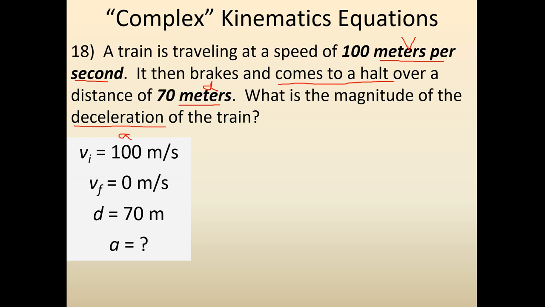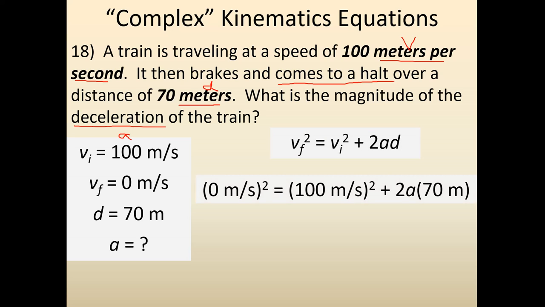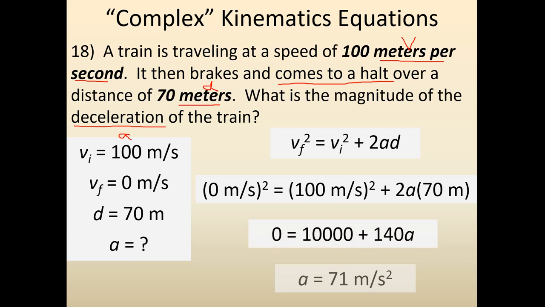So looking at it, the magic d doesn't work. There's time in that equation, but there's not a time in here. So I go to the next equation. v_i, v_f, d, and a. The equation I'm going to use is the timeless equation. Plug my numbers in, do the math, and I get that the acceleration, or in this case the deceleration, is going to be 71 meters per second squared. And that's it. That's all you have to do with these questions.